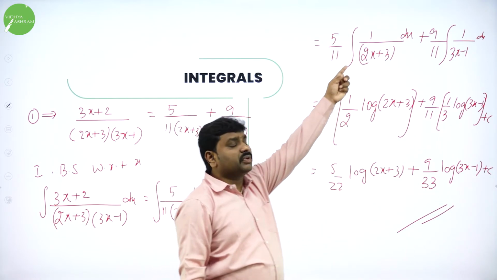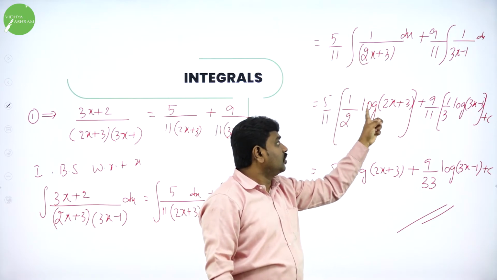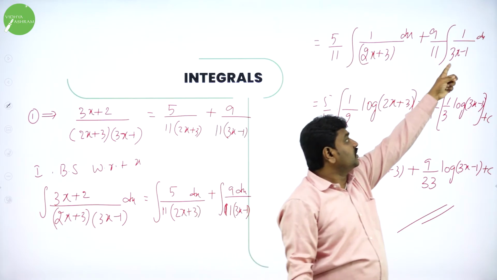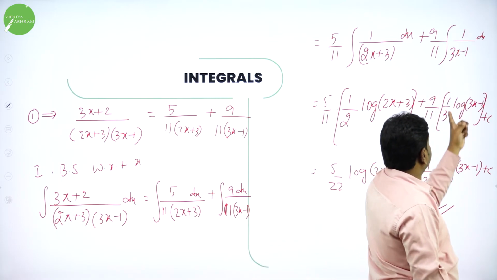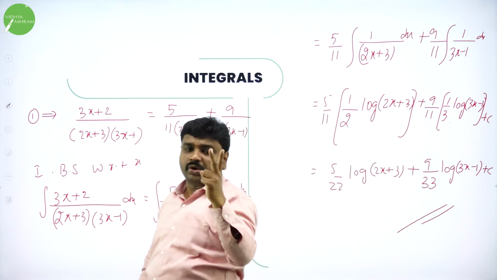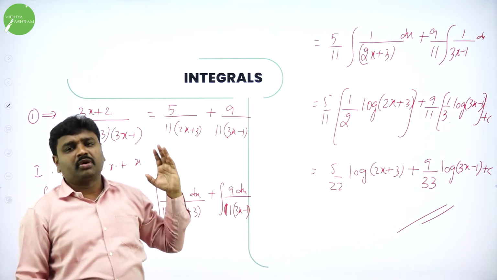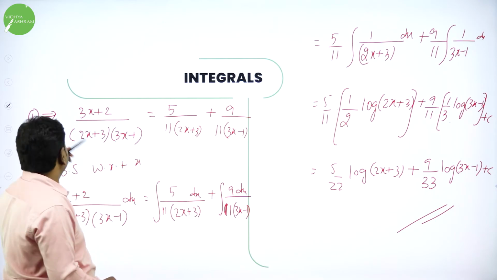Here integration is simple. Integration of 1 by x plus b is 1 by coefficient of x, here 2, log of denominator. Here 1 by coefficient of x is 3, so 9 by 11 into 1 by 3 into integration of this gives you log of this, simplify. So two problems we have done, 80% of the problem is partial fraction, only 20% is integration.